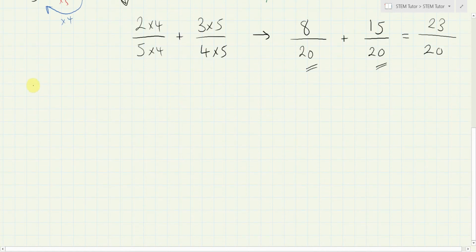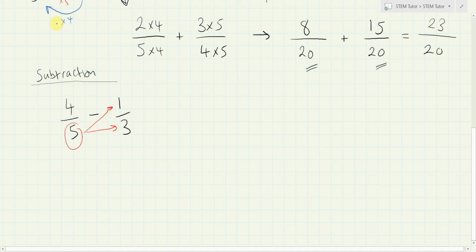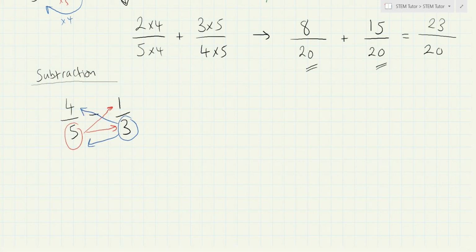Okay, so let's move on to subtraction. Again, where the denominator is different. So this time we've got 4 over 5 minus 1 over 3. Now, just because it's subtraction, the process is exactly the same. So by that I mean this 5 is multiplied top and bottom to that fraction, and this 3 is multiplied top and bottom to that fraction.